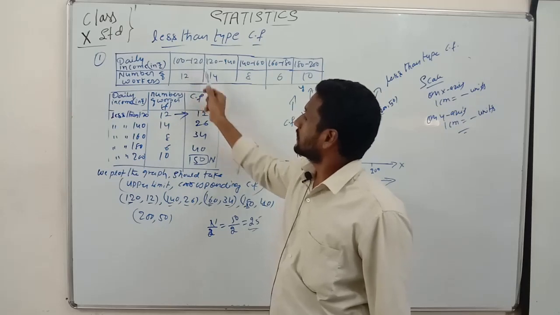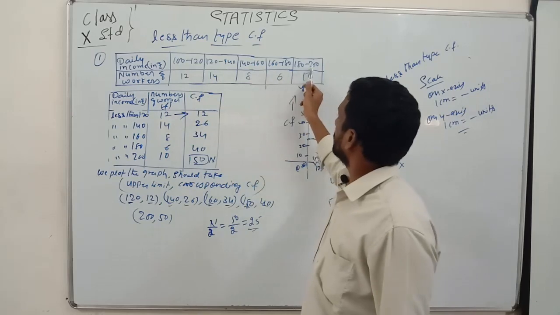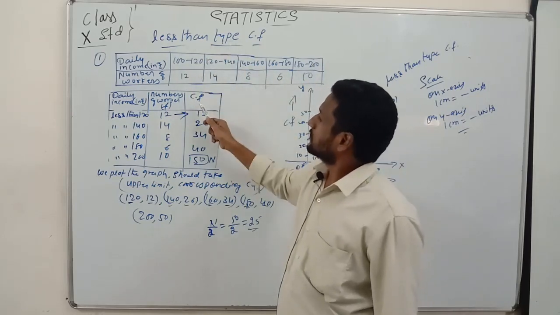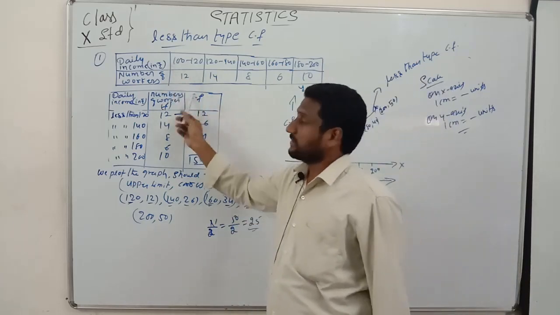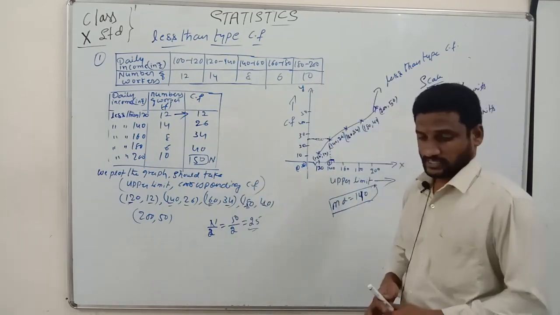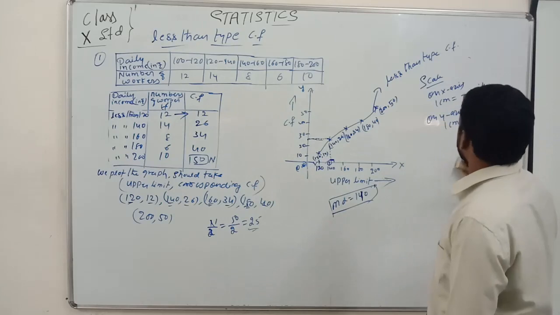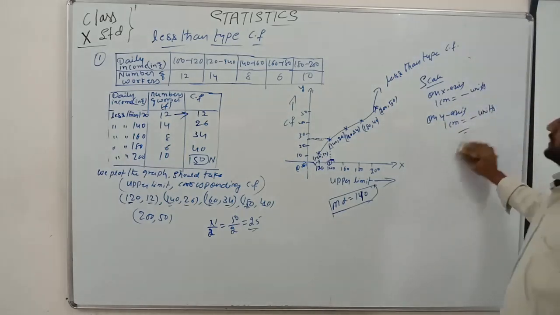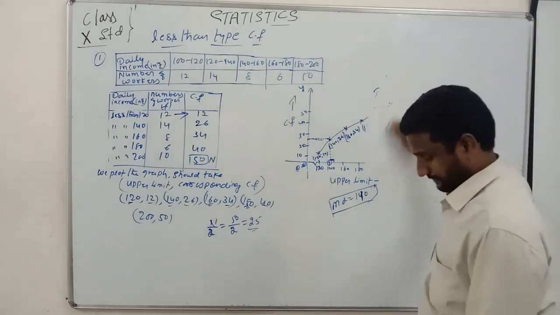These are all upper limits. So in the less than type, it is upper limit versus cumulative frequency. For the more than type, it is lower limit versus cumulative frequency. That I will show you. I think this is understood now. Next, the more than type CF. How is the more than type cumulative frequency distribution calculated? Let me show you.